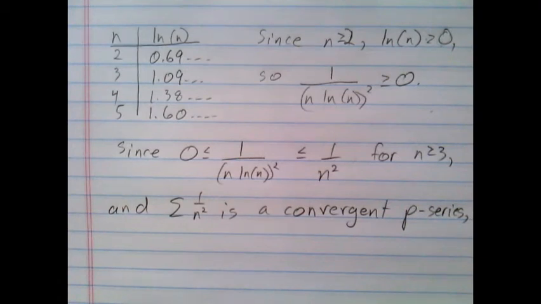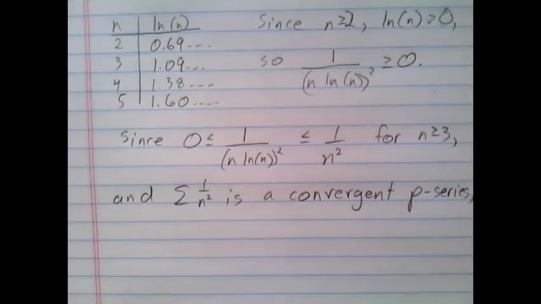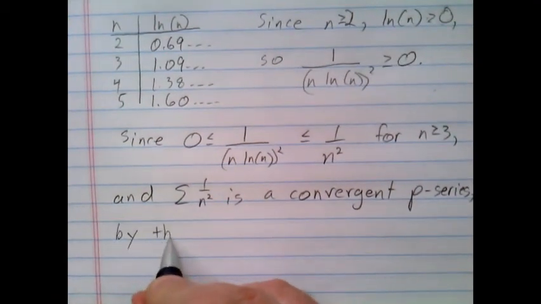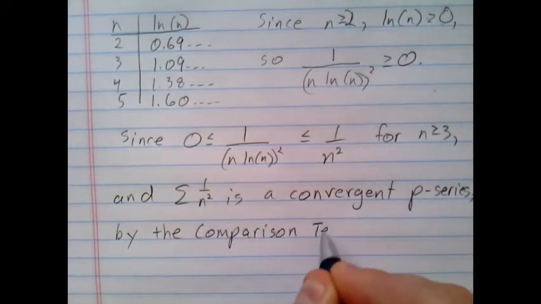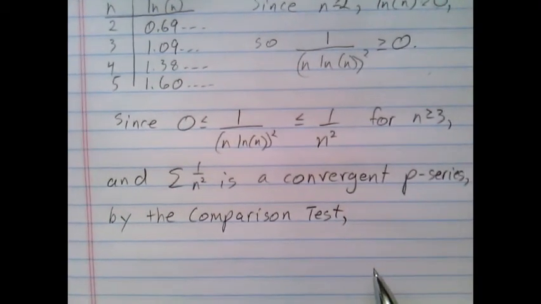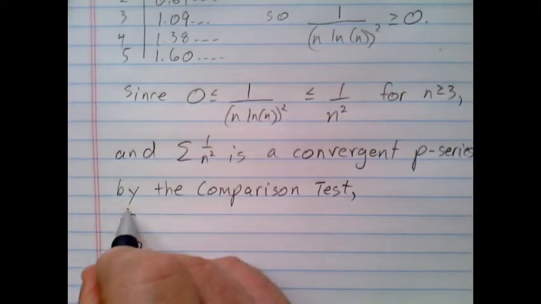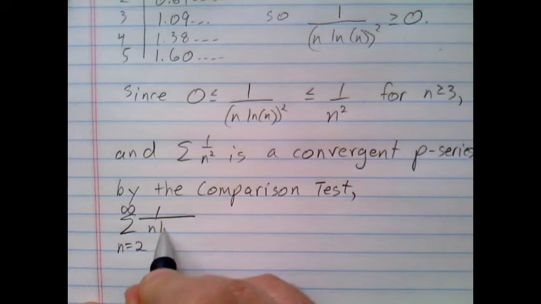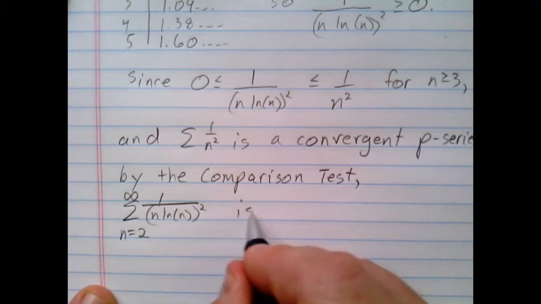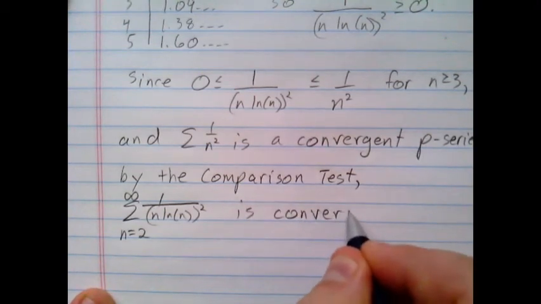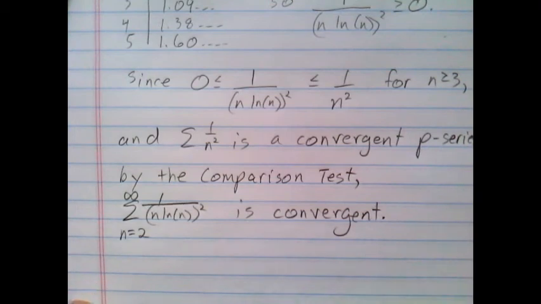Alright, that's all the conditions. So since all of this is true, we can say by the comparison test, our series where n goes from 2 to infinity and the nth term is 1 over n times the natural log of n, denominator squared, is convergent. Alright, that takes care of this problem.